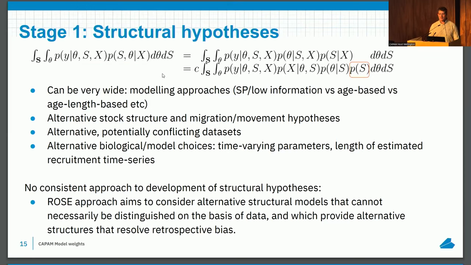I was trying to think whether there are already approaches on how to come up with structural ensembles. The one that I could think of was the Rose approach. I haven't actually employed it myself, but I really like the idea behind it: if you know you've got potential bias in your assessment, employing different avenues of resolving that bias, especially if your data isn't informative on which one of those is true, is probably a much less risky approach than picking one, resolving all the conflicts with a single set of hypotheses, and then assuming that that's useful for management advice.